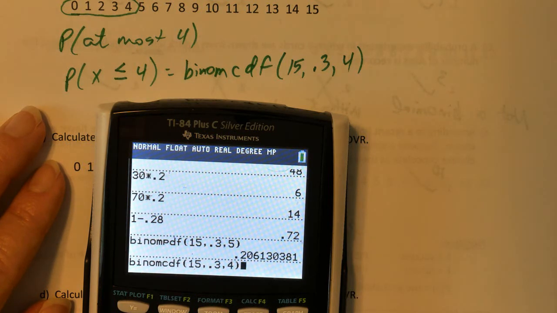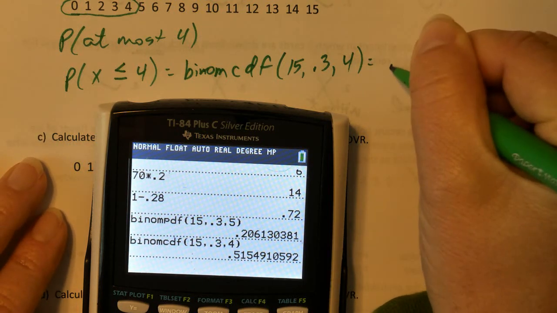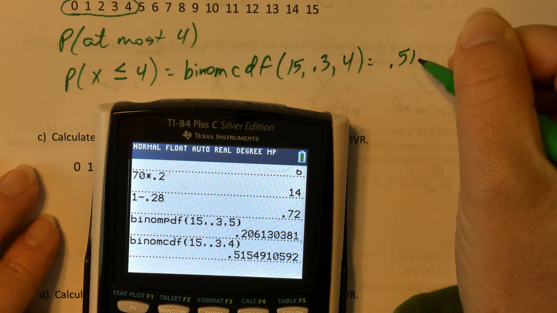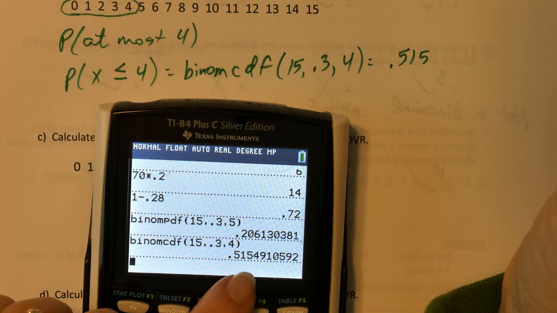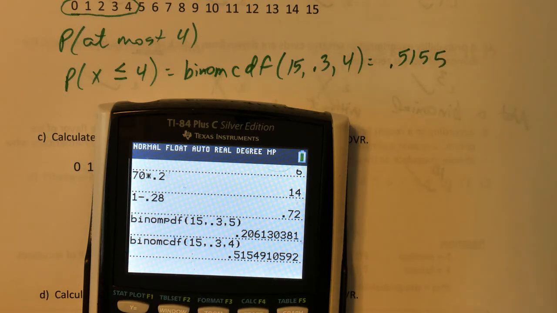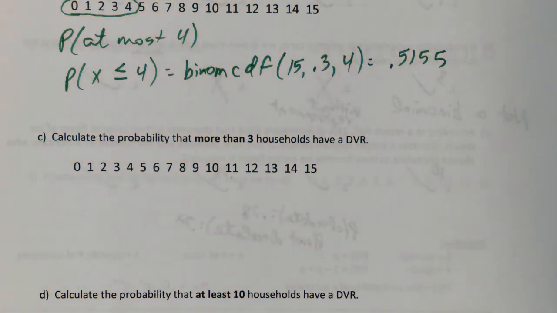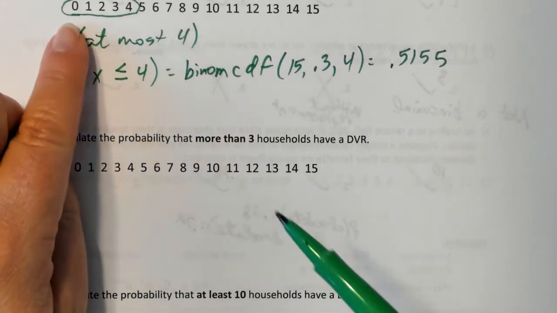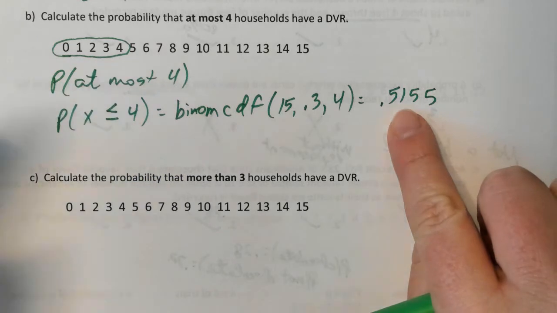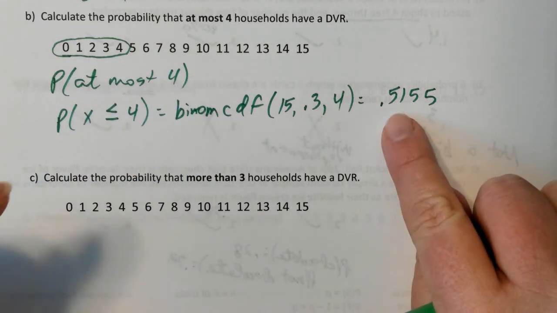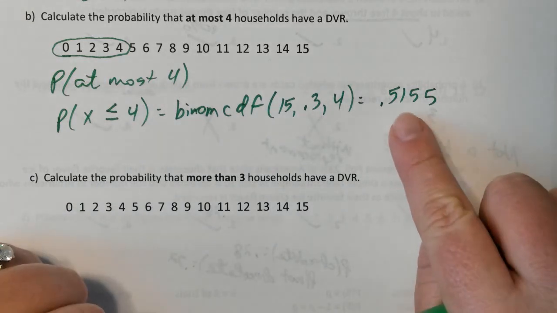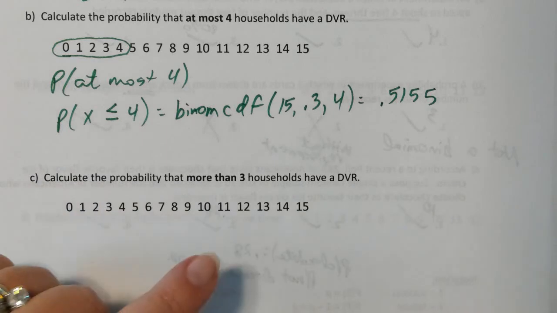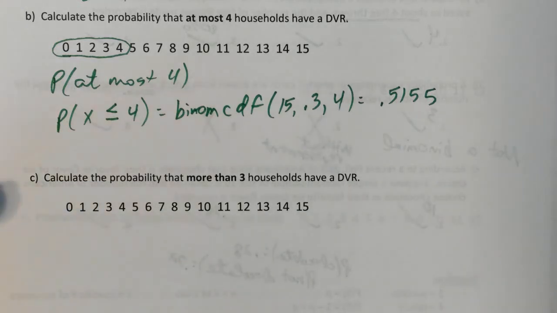Paste it into my calculator, and we get 0.515. Usually my math lab will ask you for 4 decimals, so let's go 0.5155. I like to do 4 decimals because that's usually what my math lab asks for. Okay. So that means that we expect up to 4 homes to have a DVR about 52% of the time. About 52 out of 100 trials, we would have up to 4 homes with a DVR. About 516 out of 1,000 trials would have up to 4 of the 15 homes with a DVR.